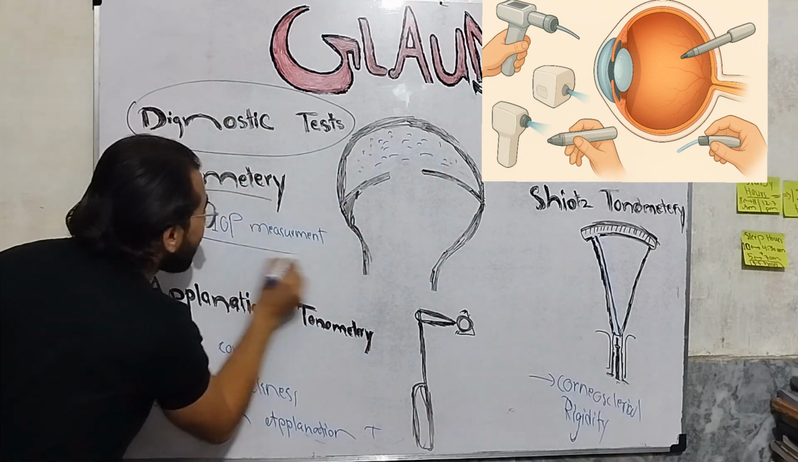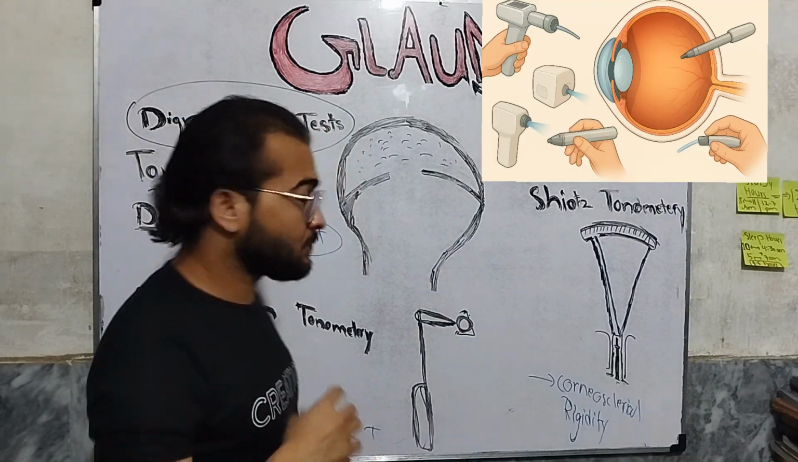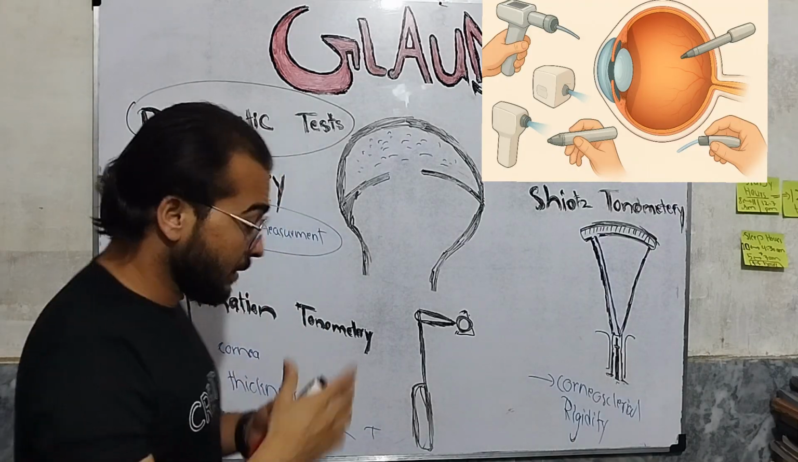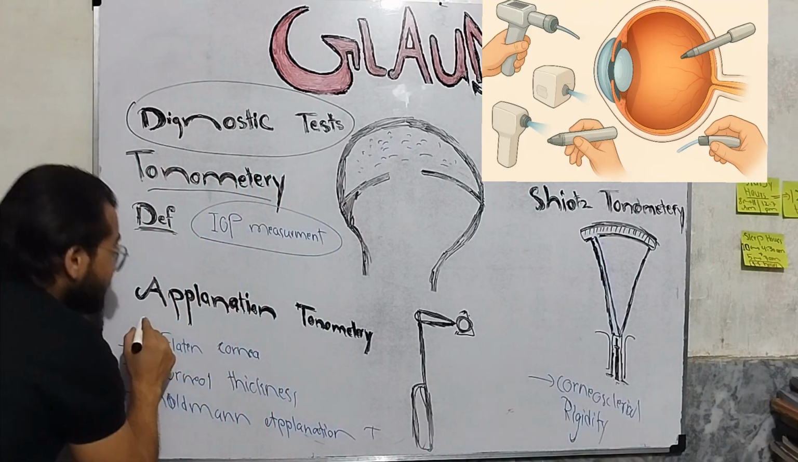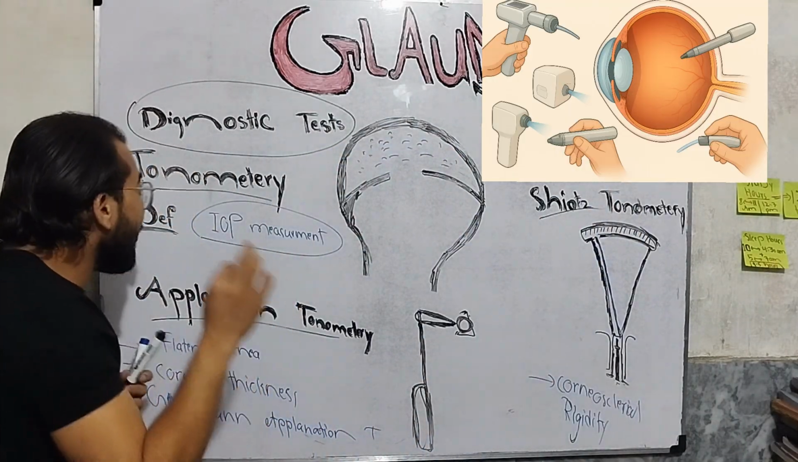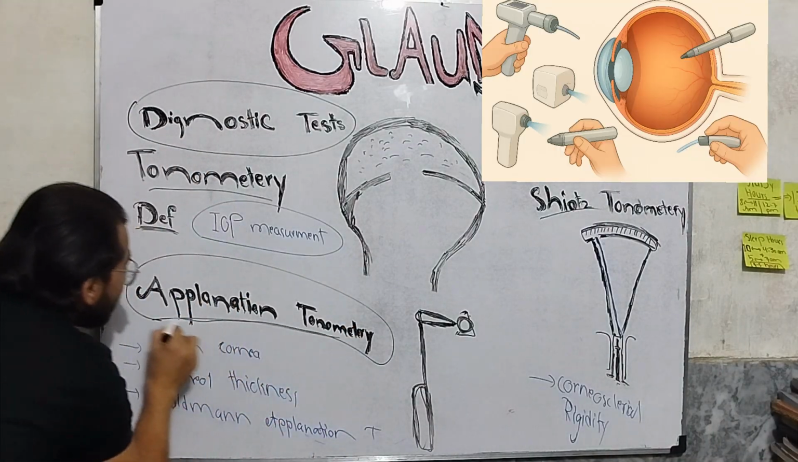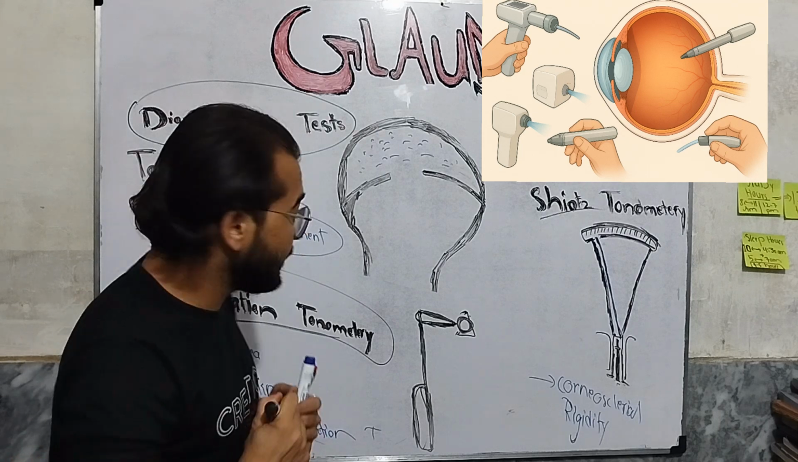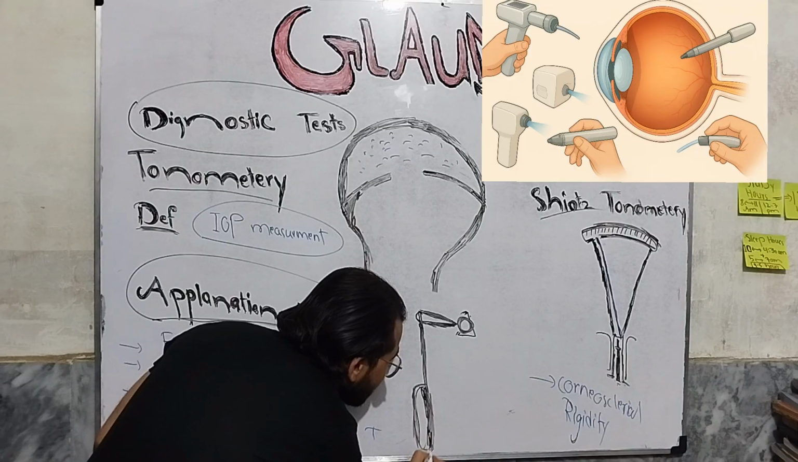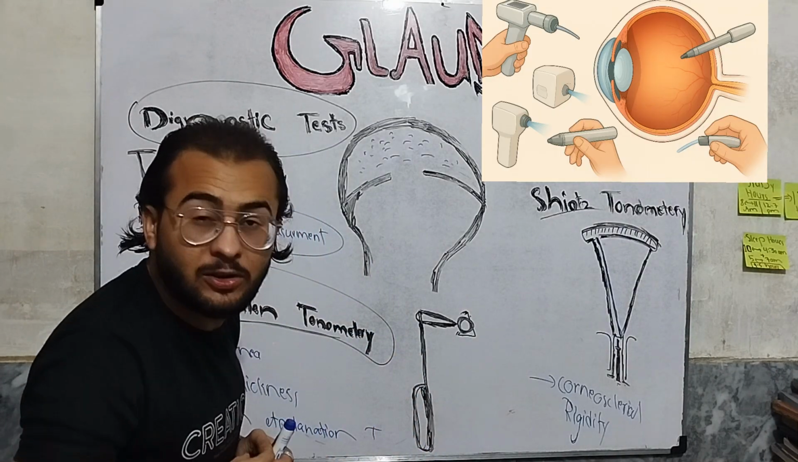The measurement of intraocular pressure is called tonometry, done with the help of a device called a tonometer. Tonometer devices can be of several types, but the common ones are applanation and Schiotz tonometers. The widely used tonometer is the applanation tonometer, and the procedure is called applanation tonometry. This is a diagrammatic look of the Goldmann applanation tonometer.